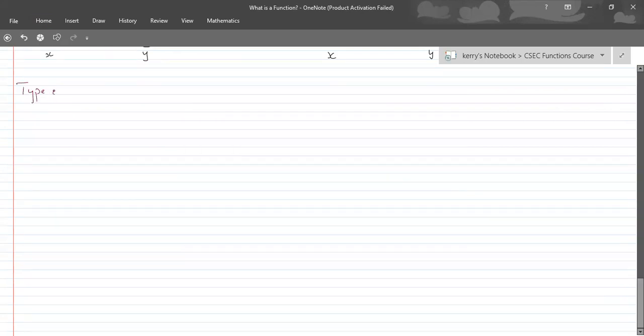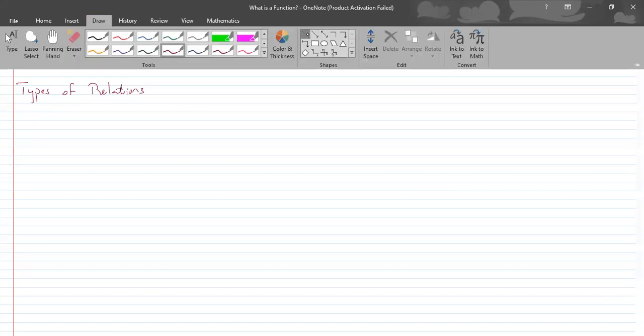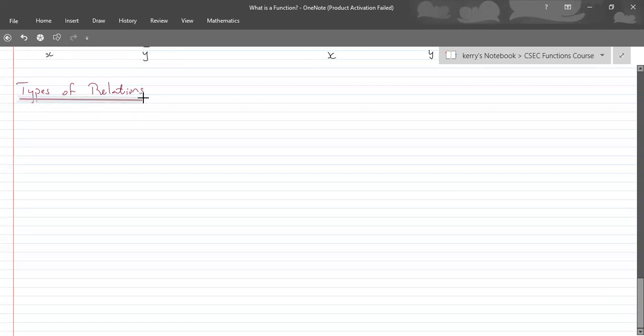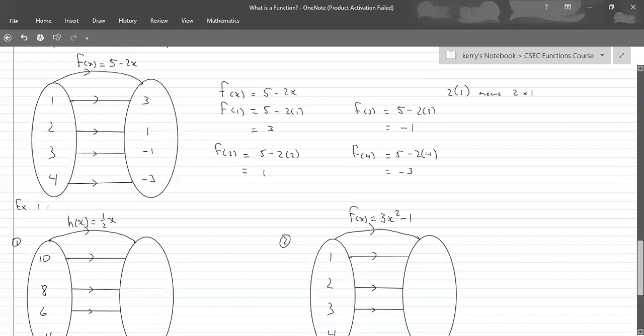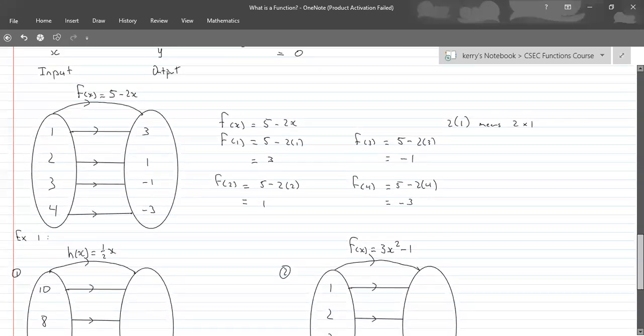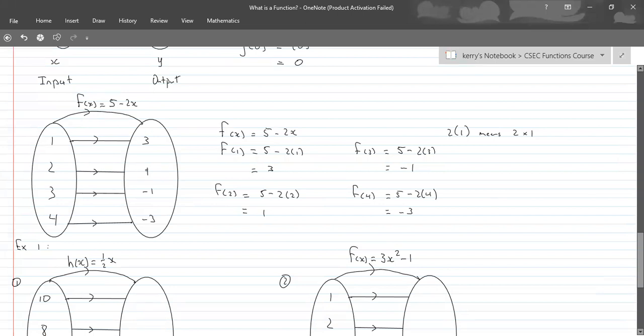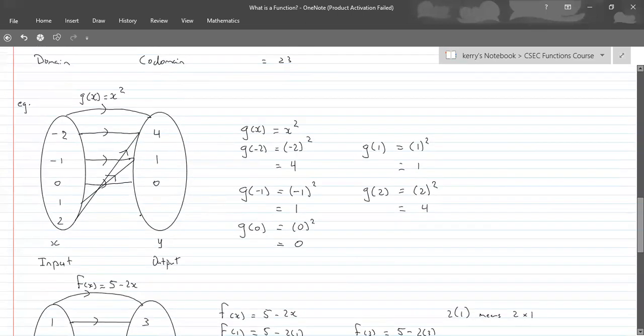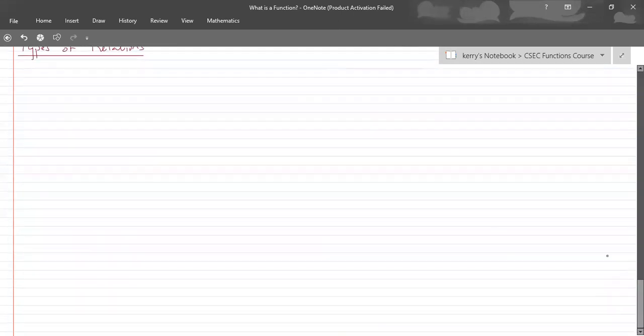Types of relations. As we saw above, not all relations look like this, where each input has its own output. Look at this one here. -2 and 2 are both completely different inputs, but they have the same output, which is 4. -1 and 1 are both completely different inputs, but they have the same output, which was 1. So sometimes you will have overlaps, so we have to learn about the different types of relations.